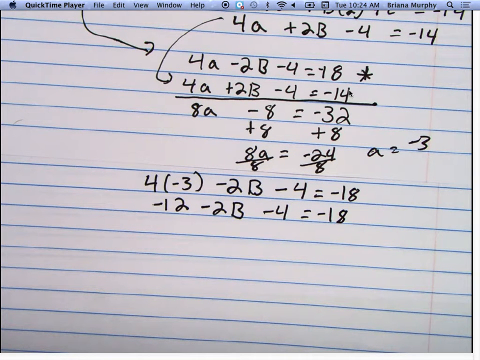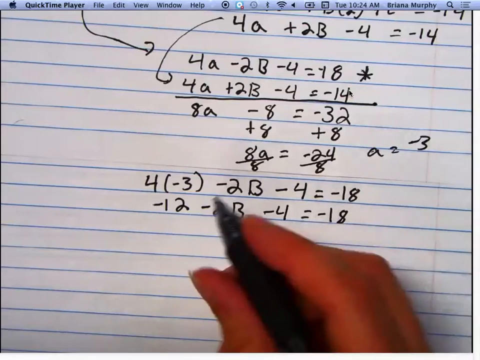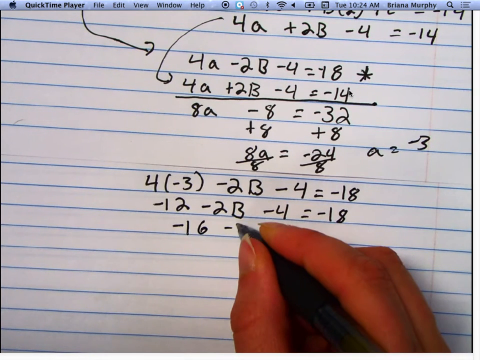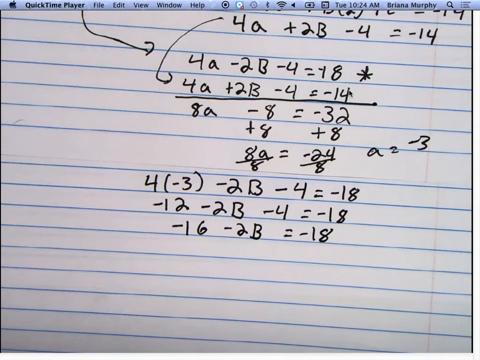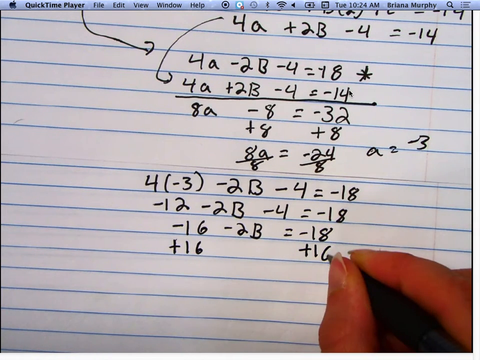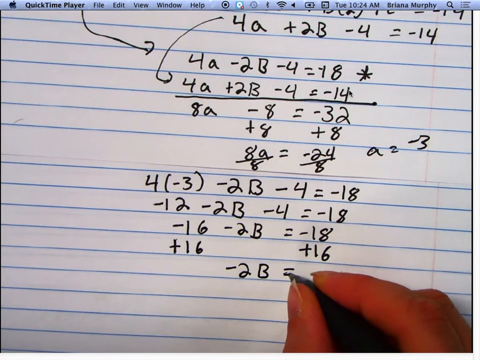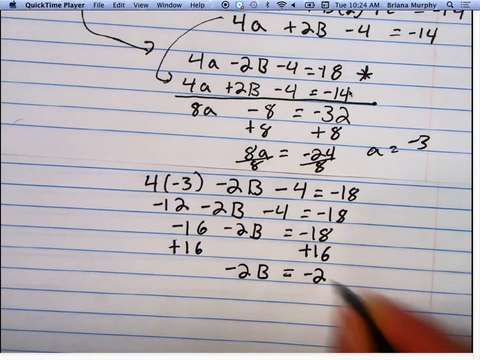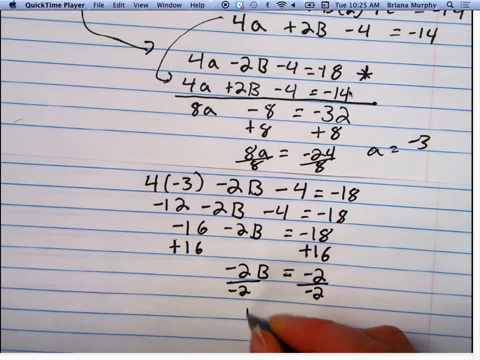That's out. Don't touch it again. Okay. I get negative 12 and negative 4 go together. I get negative 16 minus 2b equals negative 18. I'm going to add 16 to both sides. Negative 2b equals negative 2. Divide by negative 2. And b equals 1.